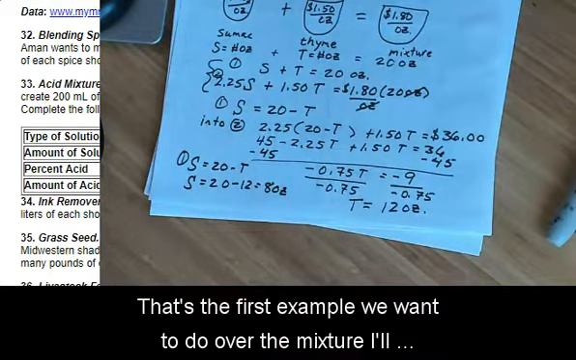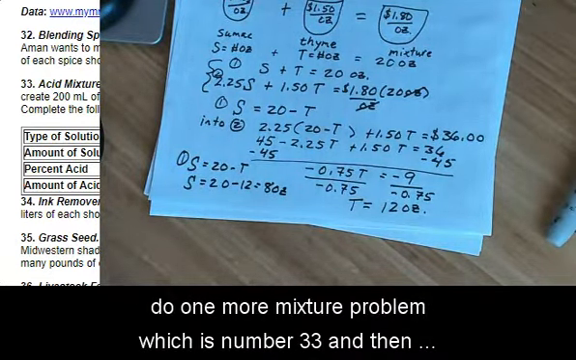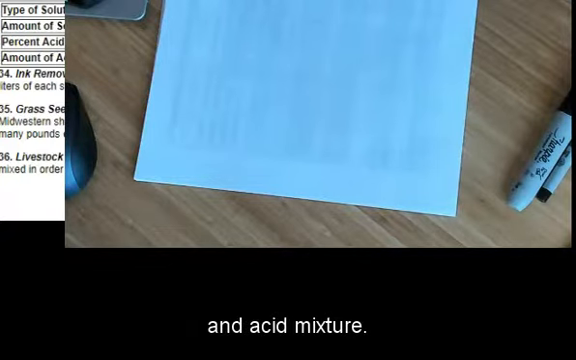That's the first example we want to do of a mixture. I'll do one more mixture problem, which is number 33, and then we'll move on to distance rate time problems. Now we're going to take a look at problem number 33, an acid mixture.